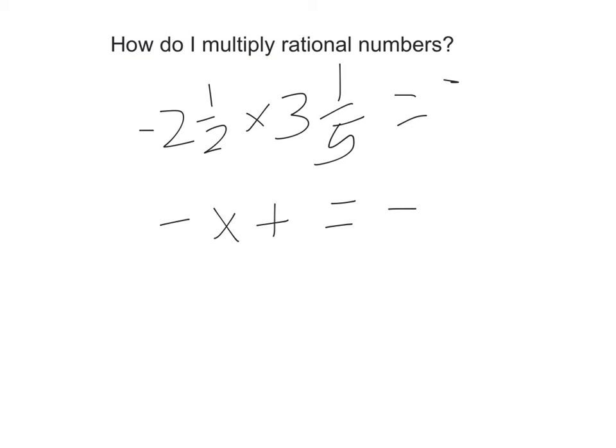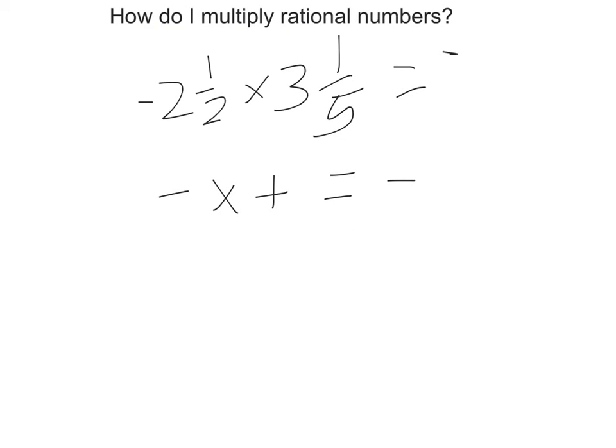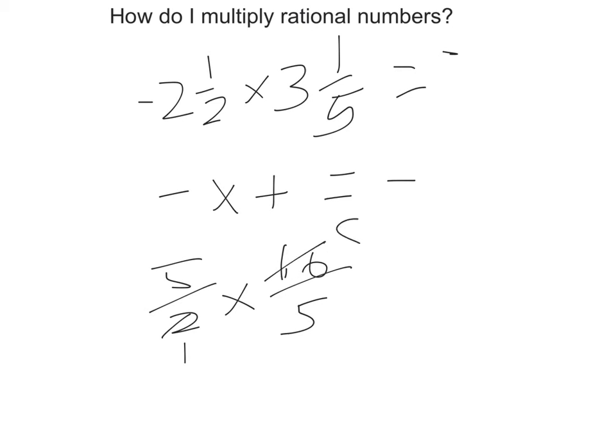So then I can basically ignore the sign and just multiply like I normally would for these two fractions. In which case, we know that 2.5 is really going to be 2 times 2 is 4, plus 1 is 5 halves, times 3 times 5, so 2 times 1 is 16 fifths. And we can cross cancel. The 2 goes into 2 once. 2 goes into 16 8 times, 5 goes into 5 once, and 5 goes into 5 once.